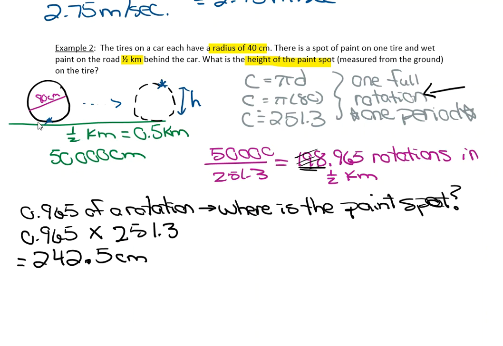So it has gone around, so it's going around this 242.5 centimeters around. All the way around would be 251.3 centimeters. So it's rotating around. The paint is going around and around and around. 242.5 centimeters. We'll put that around the tire, or around the circumference.